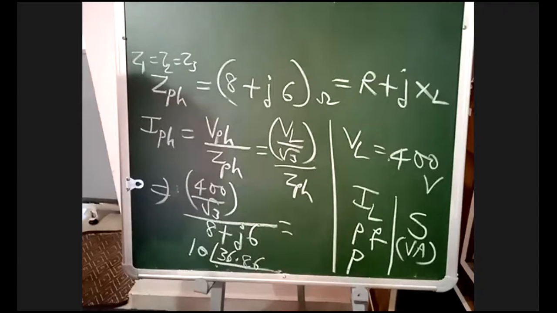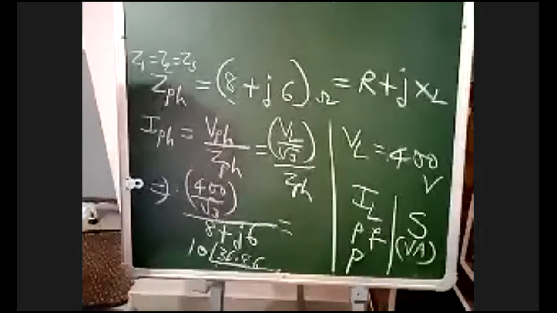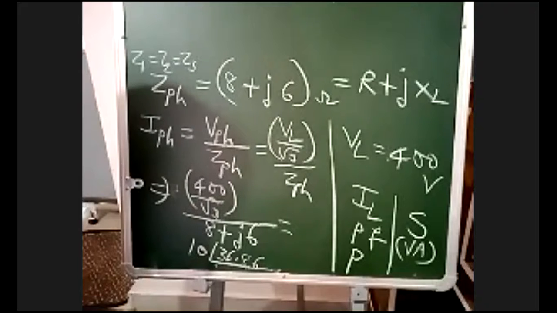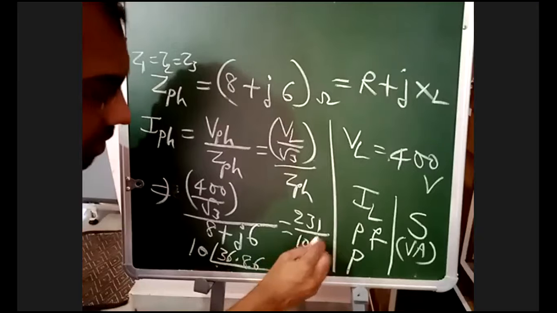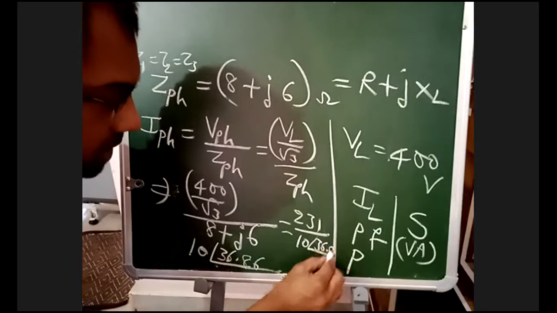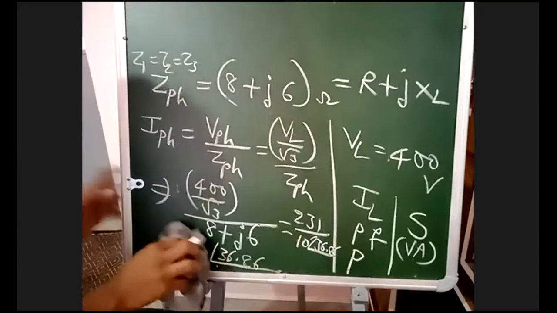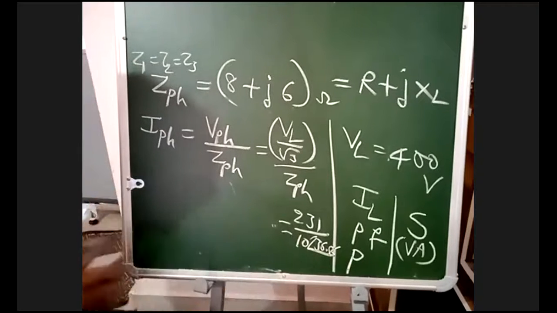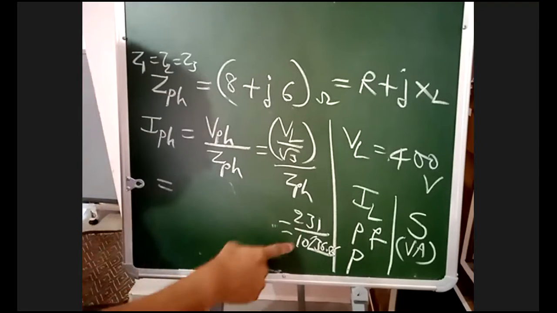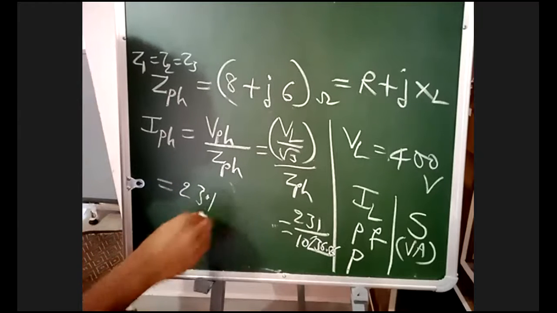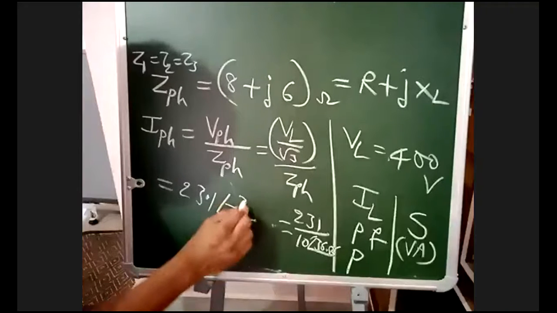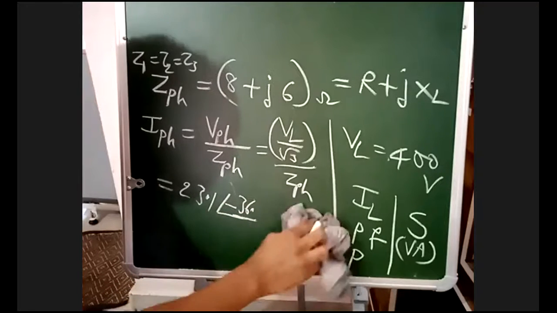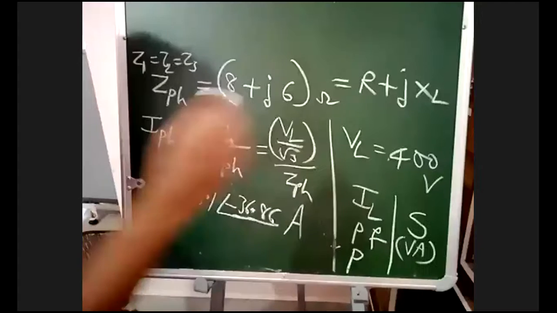400 by root 3 is 230.94, let us take 231, divided by 10 at an angle 36.86. Your phase voltage is 231. 231 by 10 is 23.1. If the angle comes from the denominator to the numerator, it becomes minus. So 23.1 at an angle of minus 36.86 ampere.